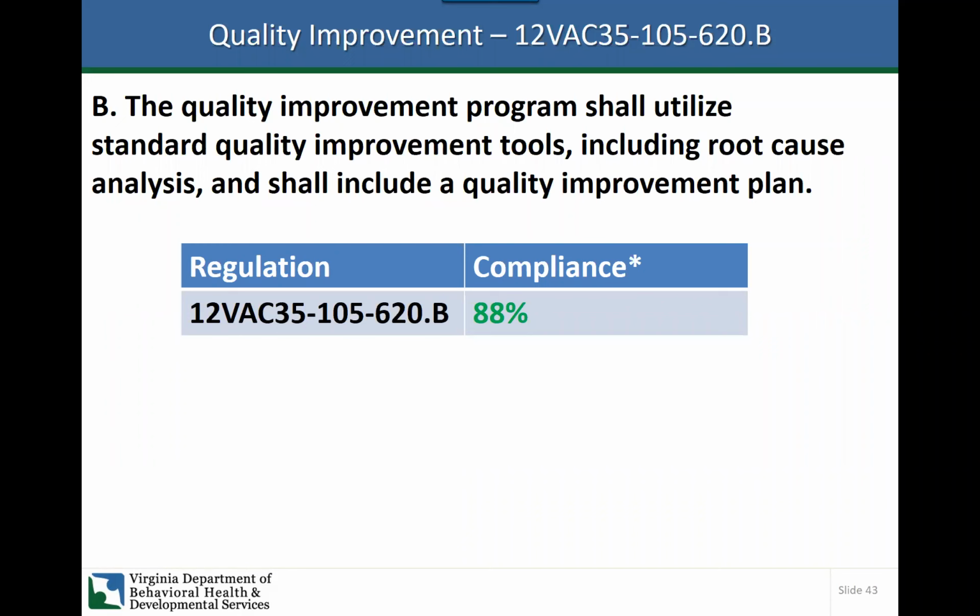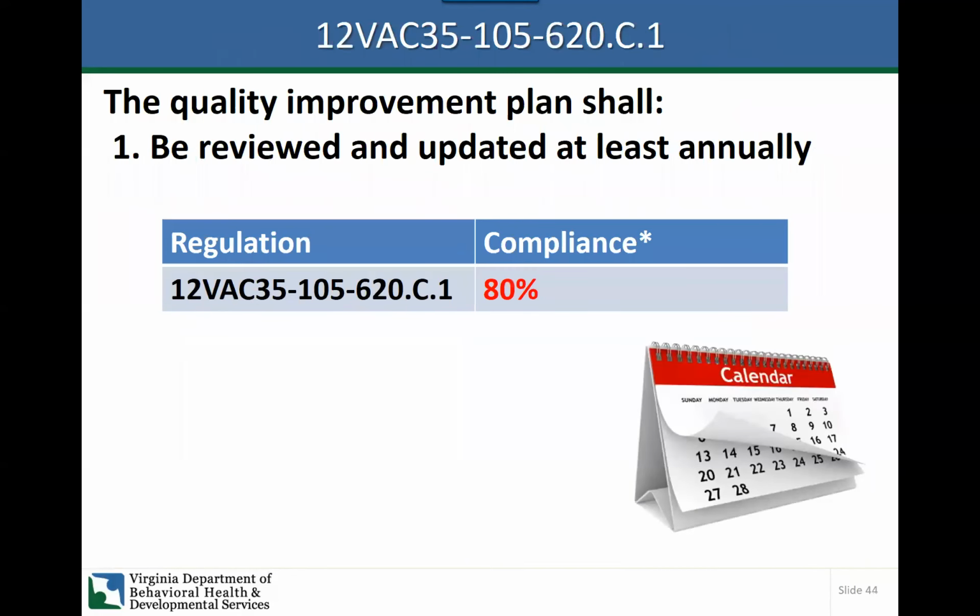And so then we go on to 620C, which is that the plan shall be reviewed and updated at least annually. Now, we did not quite make our 86% there. I put this calendar here to remind providers that the plan can be calendar year, fiscal year, whatever is appropriate and works the best for your organization.